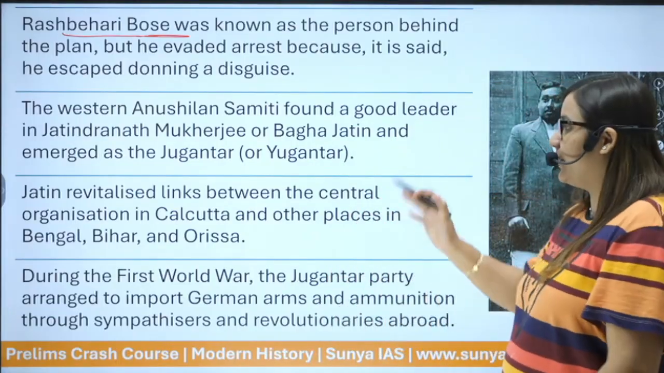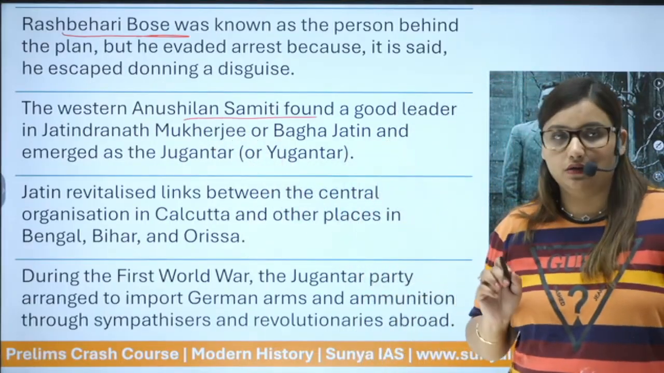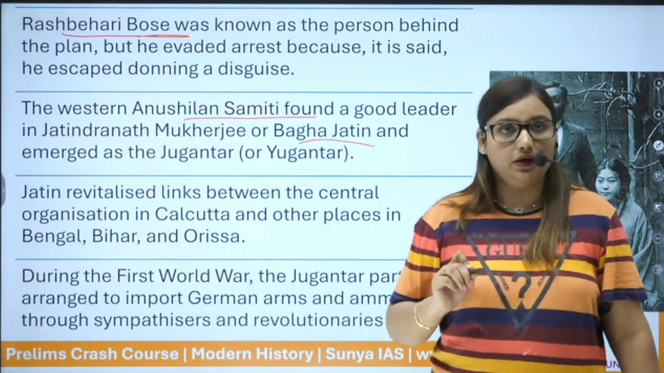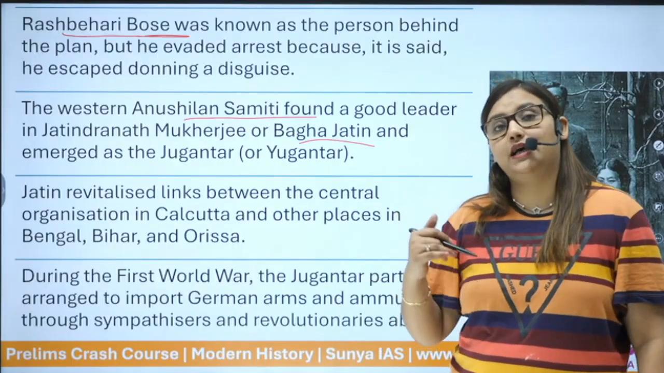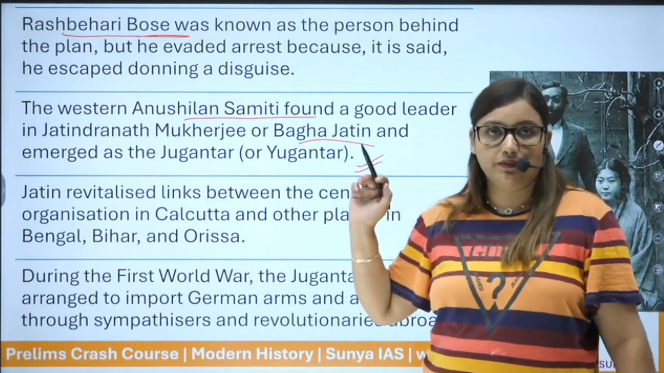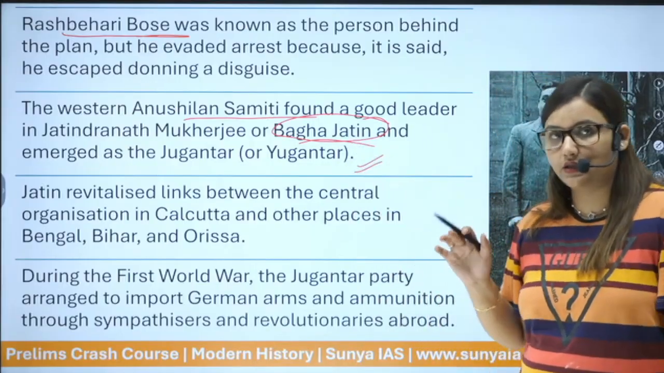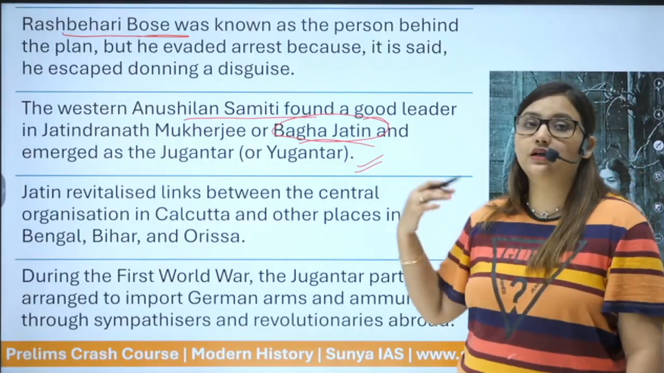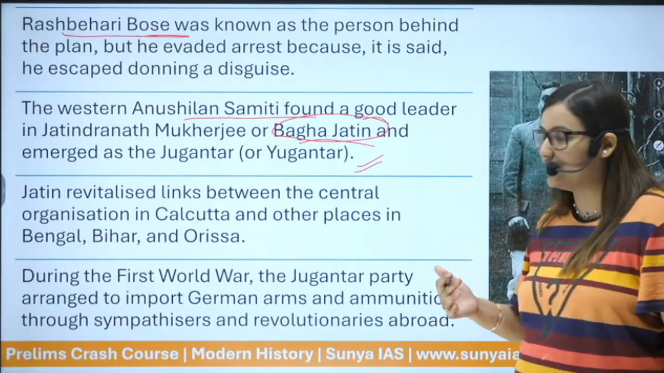And in the western part of India, the Anushilan Samiti found a good leader in Jatindranath Mukherjee or Bagha Jatin. Okay, he was a very, very great leader and he emerged as a leader of the Jugantar, and he was working in a very good way. We will discuss more about Bagha Jatin during the Gadar revolution and during other revolutionary activities, when we highlight these names.